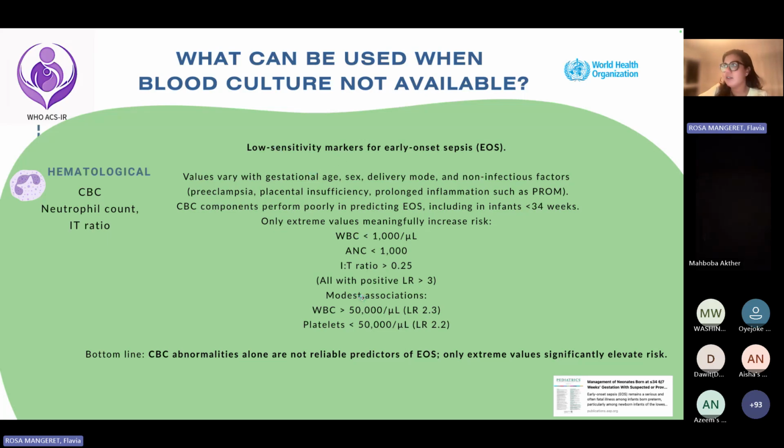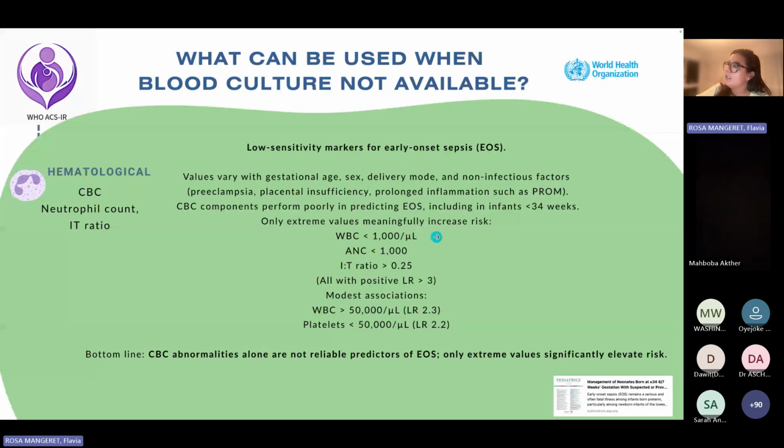It's also not very good for late onset sepsis. And basically, there is a lot of variation with the neutrophil count and with the CBC itself, with gestational age, sex, delivery mode, and non-infectious factors like preeclampsia, which was this case, placental insufficiency, and prolonged inflammatory states like PPROM. So CBC components perform poorly in predicting early onset sepsis, including in infants less than 34 weeks. So only extreme values meaningfully increase risk.